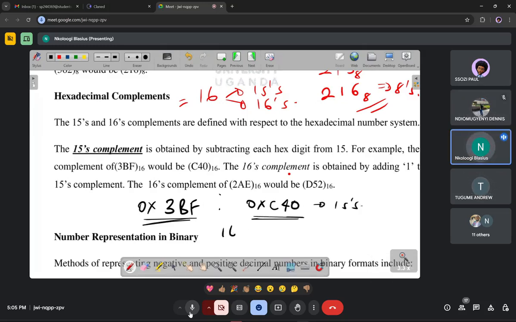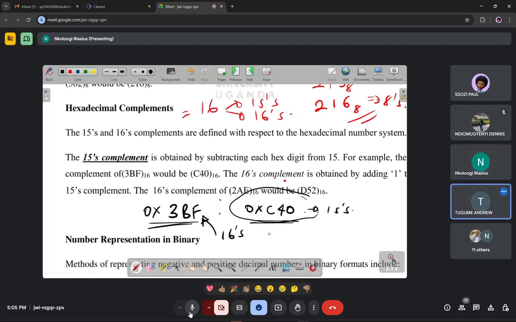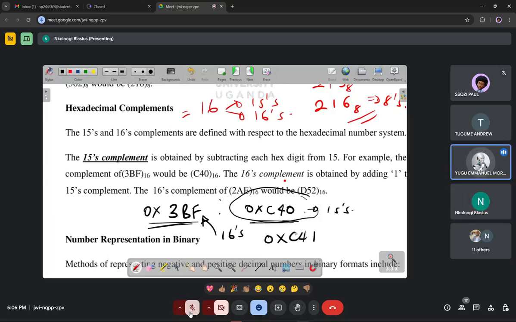If it was the 16's complement of this, 0xC41.